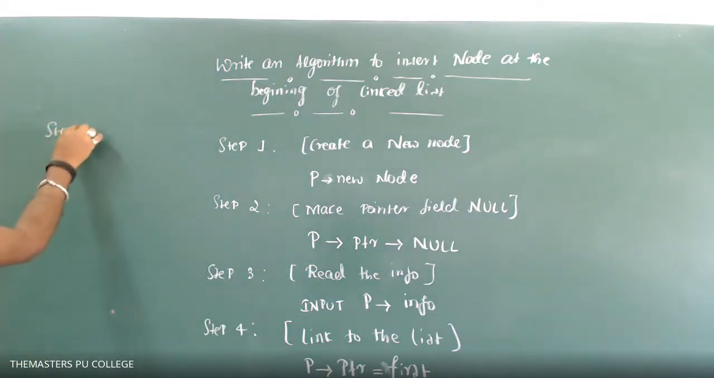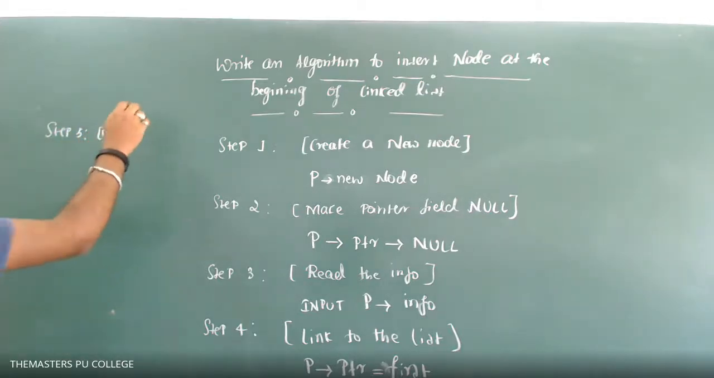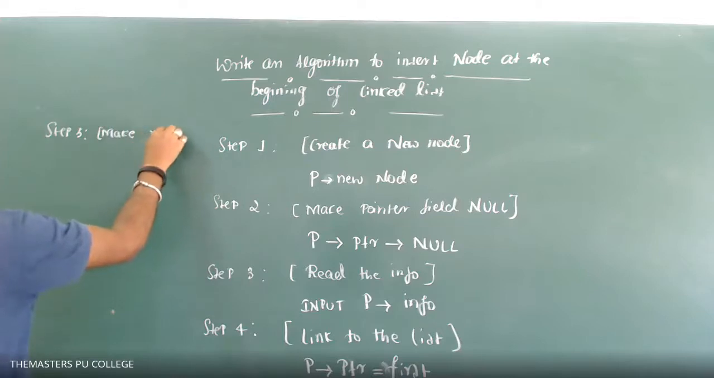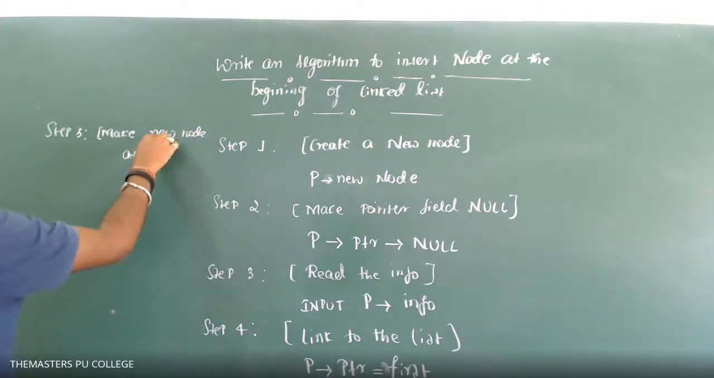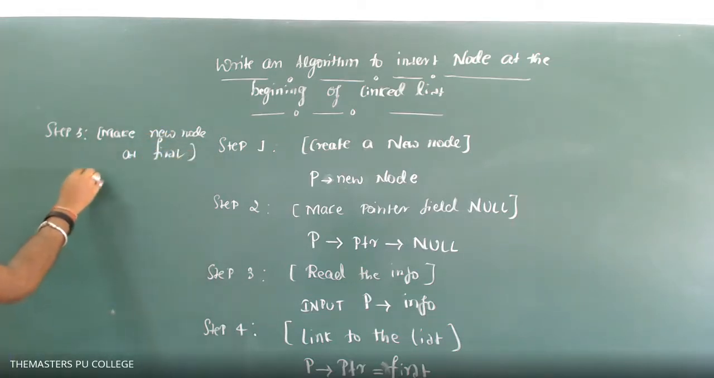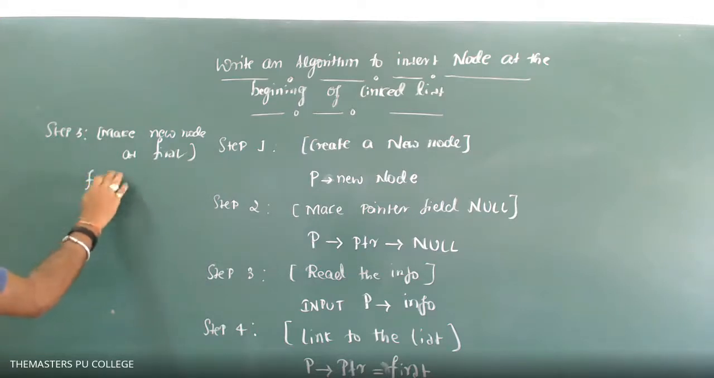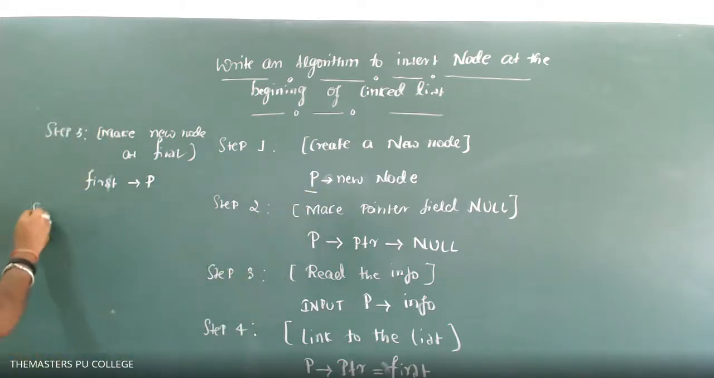Step number 5. Make the new node as first. You make this new node as first of P. Okay, so this pointer new node becomes first. Make this a first node. Okay, next.